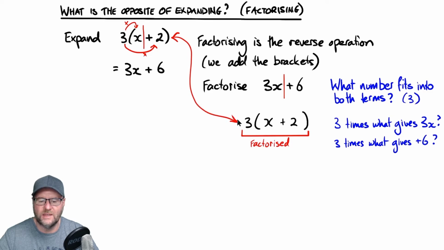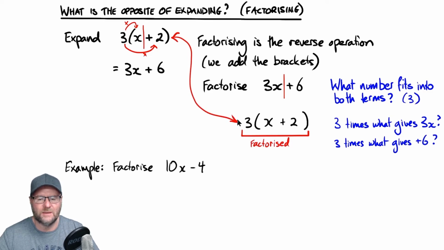Okay, so I can check that by expanding. We'll do that with another example. Let's do this one here, in fact. Factorise 10x minus 4. So let's go through the steps. Right? What is a number that fits into both 10 and 4? Well, the number 2 does. It's a factor that is common to both of those.